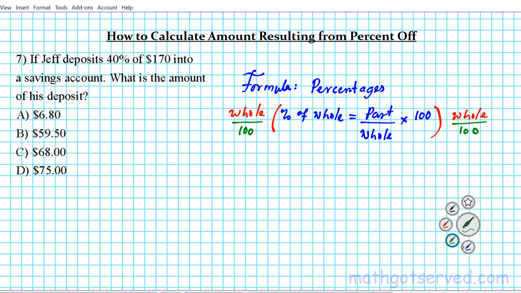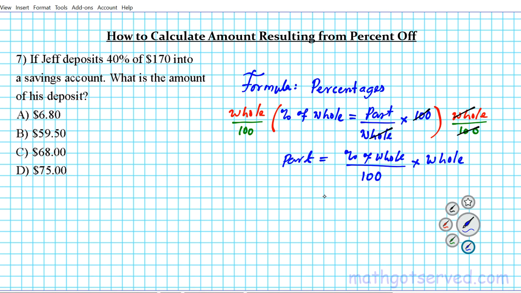All right, so let's see. The wholes cancel out, then 100s cancel out, and then you end up with this important formula, formula 2. The part is equal to the percentage of whole, or percent of, divided by 100 multiplied by the whole. All right, so that's the amount that percent of represents.